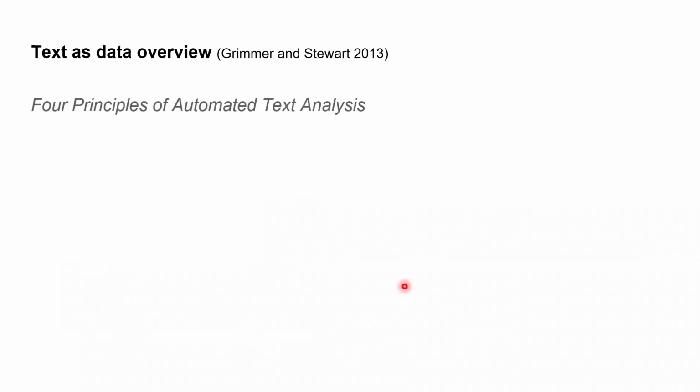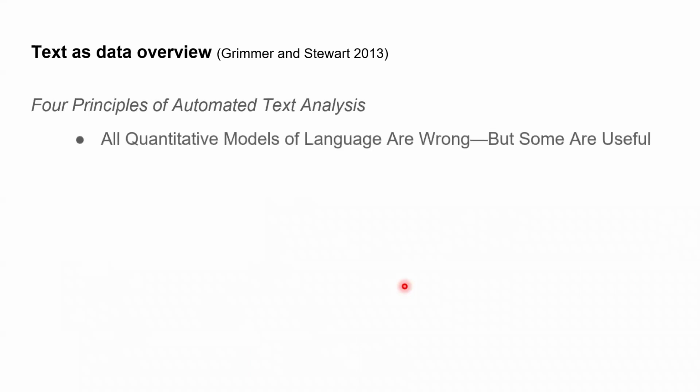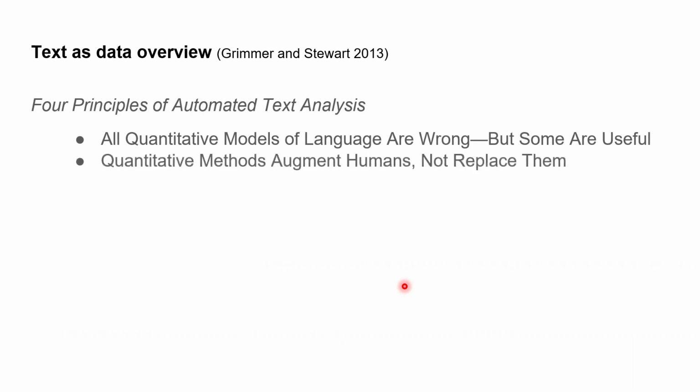Four principles of automated text analysis. First, all quantitative models of language are wrong, but some are useful. So validation is key. Quantitative methods augment humans, not replace them. They help you do research and don't replace you in doing research. Sometimes if you think the question is one that even a human cannot do, like topic modeling or scaling or analyzing the text, and you rely on the computer to do this, it is almost not possible.